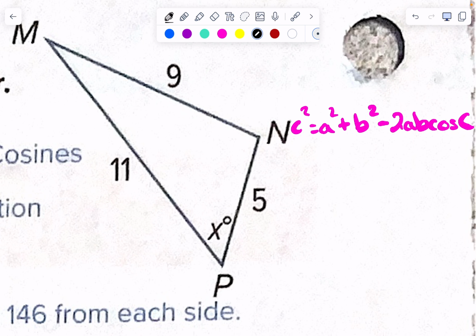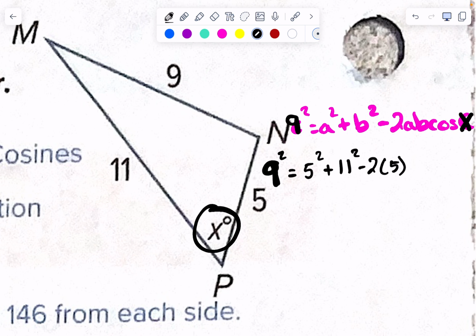X is the angle, right? That's right. So I'm going to put X right here. Okay, if capital C is that guy, what's lowercase c going to be? 9. He's got to go here. All right, so I've got 9 squared equals, what do you want A to be? 5. And then have B be 11. So 5 squared plus 11 squared minus 2 times 5 times 11 cosine of X.